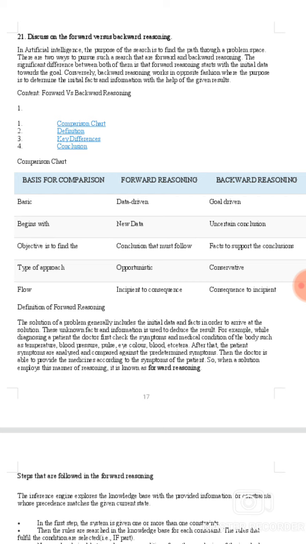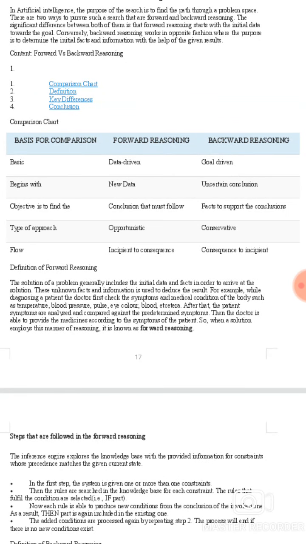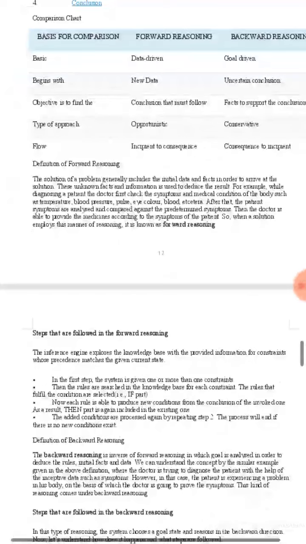Content: forward versus backward reasoning. Comparison chart. Definition: key differences. Conclusion: basic, data driven, goal driven. Begins with new data, uncertain conclusion. Objectives: to find the conclusion that must follow, facts to support the conclusion. Types of approach: opportunistic, conservative, follow, incipient to consequence, consequent to incipient.